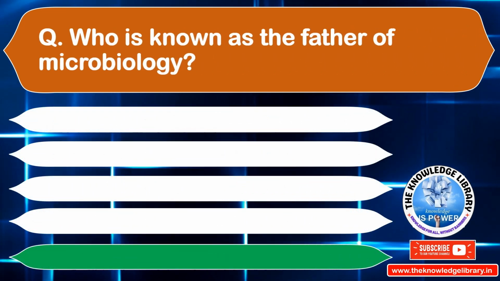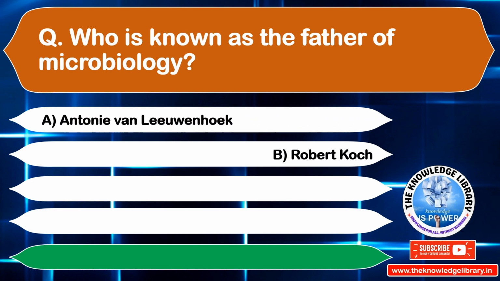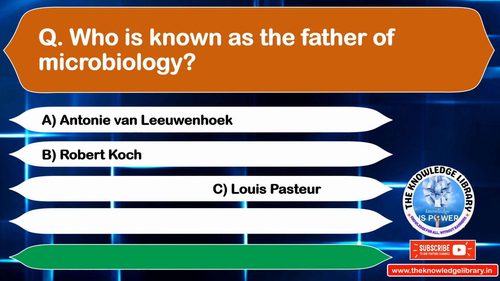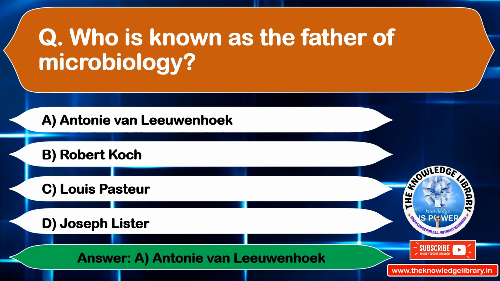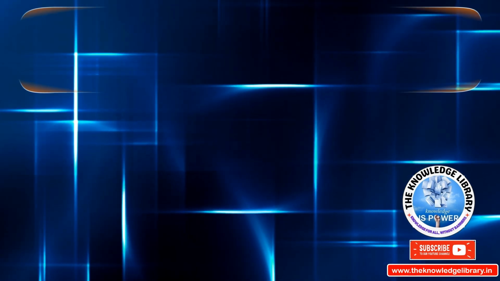Who is known as the father of microbiology? Option A. Antoine van Leeuwenhoek. Option B. Robert Koch. Option C. Louis Pasteur. Option D. Joseph Lister. The correct answer is option A. Antoine van Leeuwenhoek. Move to the next question.